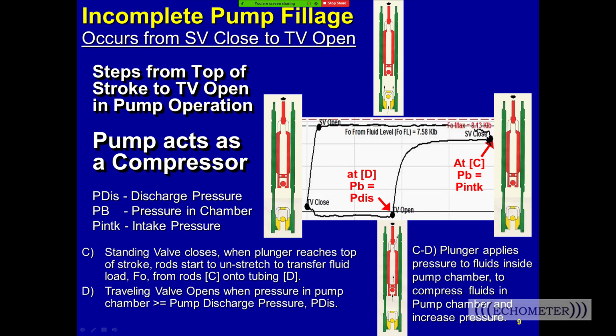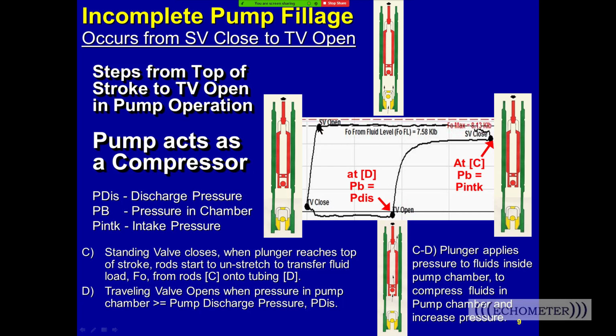And at the top of the stroke, the standing valve ball goes on the seat, and the pump becomes a compressor. And so this says the pump acts as a compressor. It's probably the compressor on your lease that has the highest compression ratio. Sucker rod pumps, when there's any liquid in the pump above the bottom of the plunger travel, can have what we call an infinite compression ratio, because the liquid allows the gas in the pump to be compressed to extremely high pressure. So anyway, we go from the intake pressure right here, which is created by the pump filling up with liquid during the upstroke.